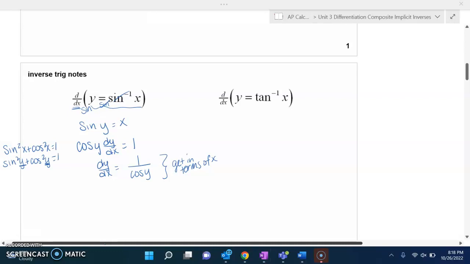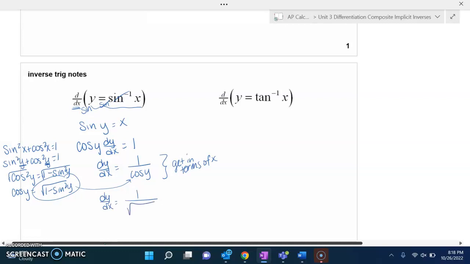So what I'm going to do here is solve this for cosine. So subtract over the sine squared, square root both sides. So cosine y equals the square root of 1 minus sine squared y. So then you can see, oh my goodness, look at that. And you're probably like, still not in terms of x. But watch this.